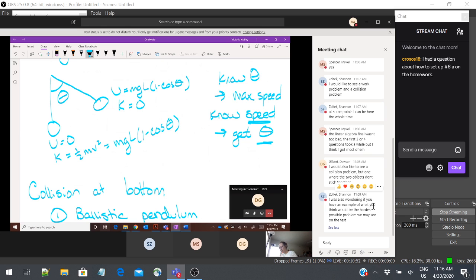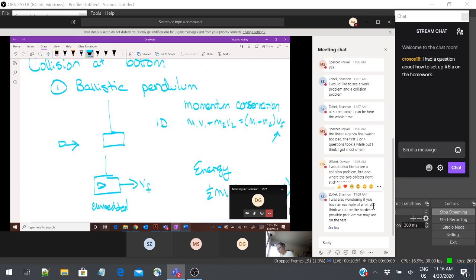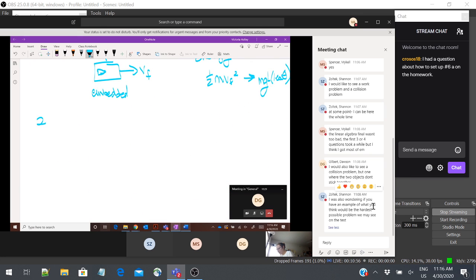Alternately, part 2 is you have a pendulum swinging down and it's going to strike an object. So you do the opposite. You do energy first to get v at the bottom, and then that goes into your collision equation.